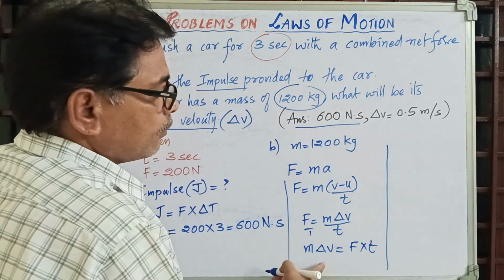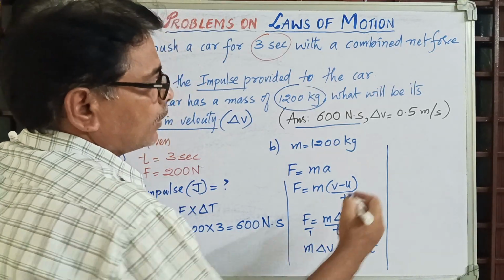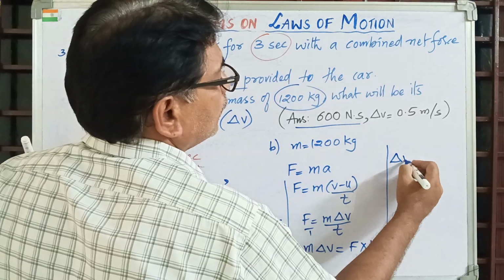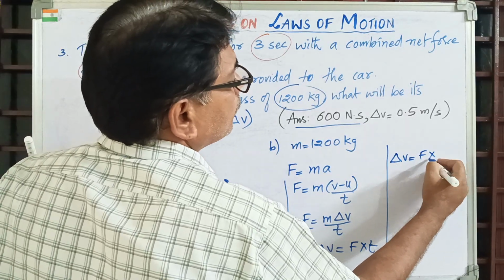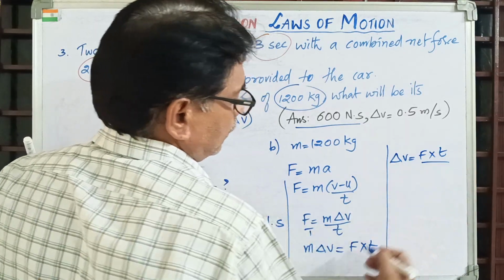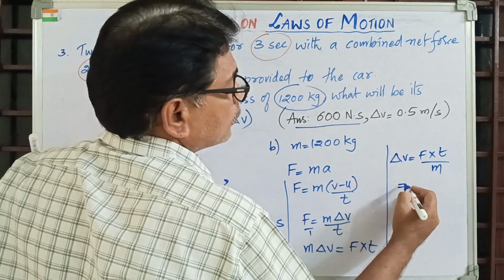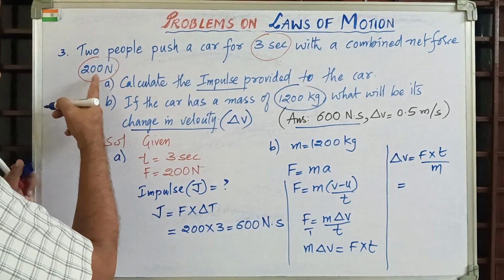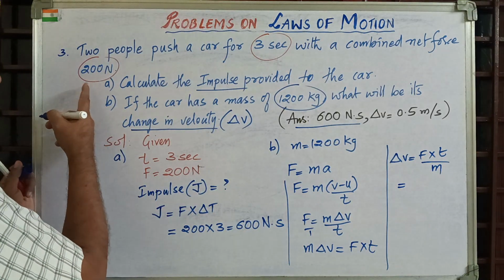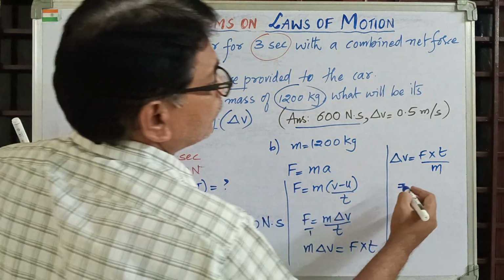Good. What is it we want? We want only delta v. Delta v is equal to f into t by m. So force is how much? It is here. Okay, 200 Newton.